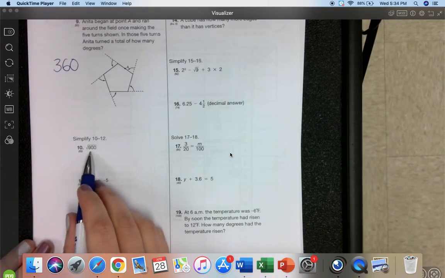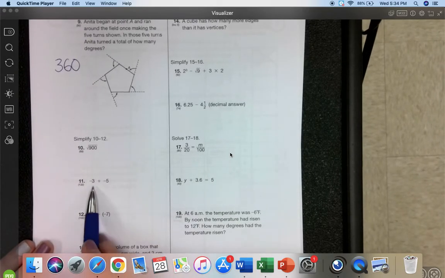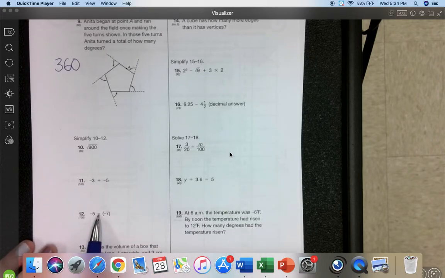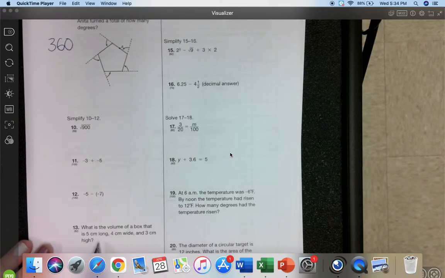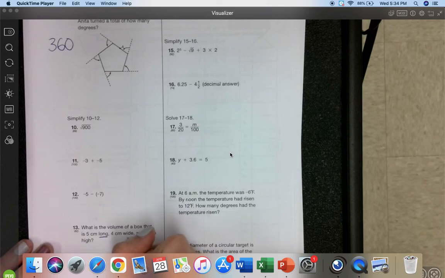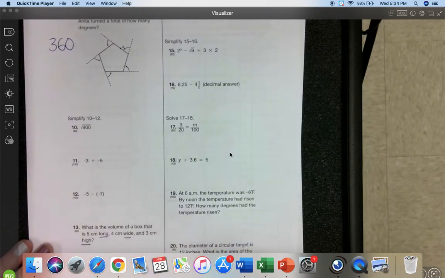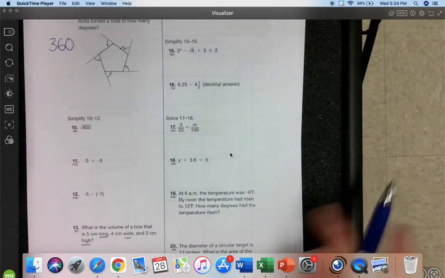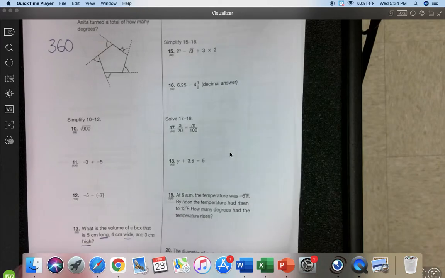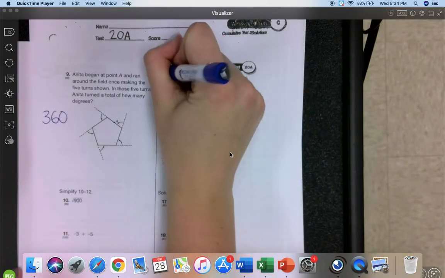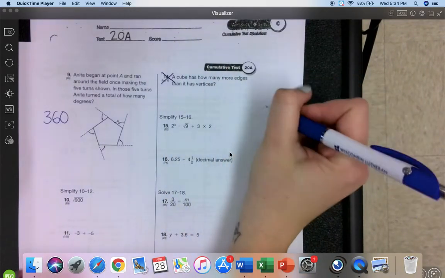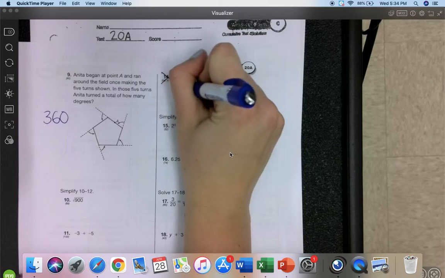Square root of 900. Two negatives make a positive. When I've got this one, these both change to a positive. Volume, remember, equals length times width times height. You can cross out number 14. Just put an X through it and then draw a smiley face.